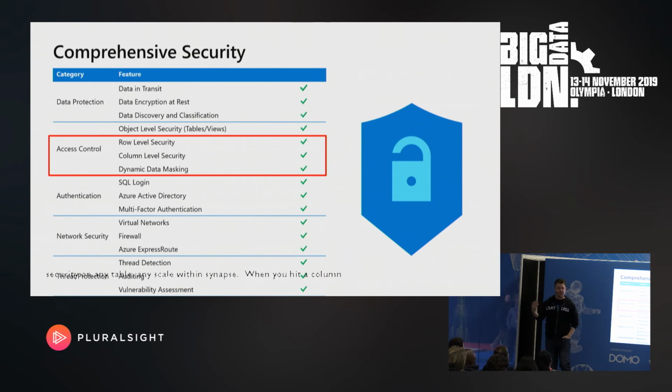When you hit a column level security limit, like you're not allowed to hit it, you actually get an error message. That error message means you're not getting a result set back, which is good, but it means that you may have access to some of the data you asked for.